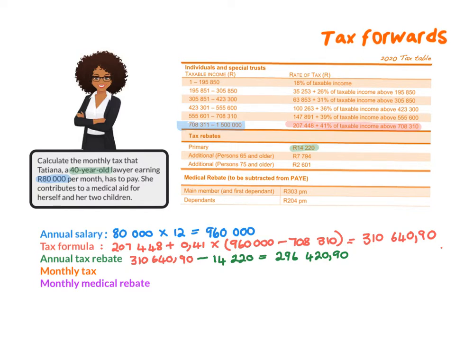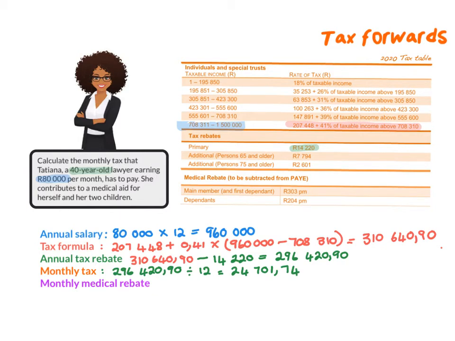Before I can take away her medical rebates, I first need to find out what her monthly tax is, because as you will remember, the medical rebates work on a monthly basis. So the next step is actually quite easy. All I need to do is take the previous answer of her annual tax and divide it by 12, because that will give me my monthly tax. And if I do that, I see that that is 24,701 Rand and 74 cents.